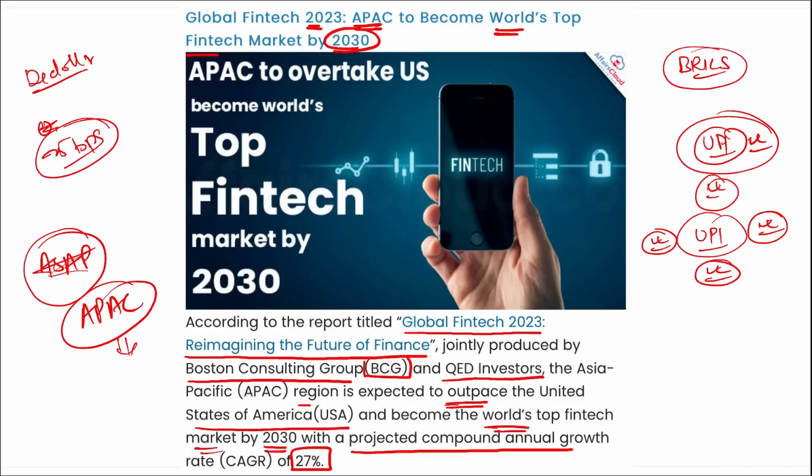So in this report it is stated that by the year 2030 it is expected that the Asia Pacific region will outpace the USA and become the world's top fintech market, and the annual compound growth is expected to be about 27%.